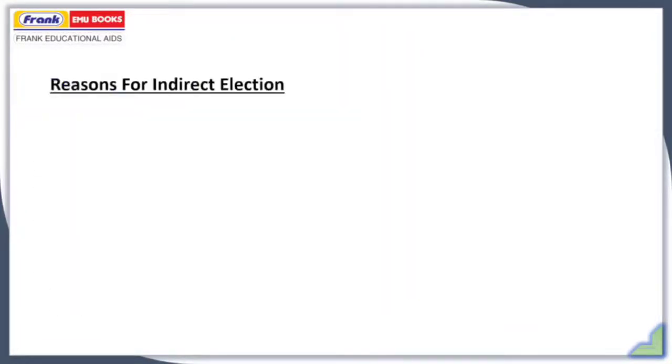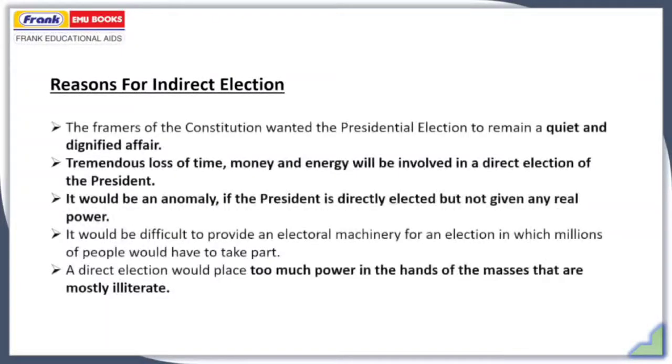Now, what are the reasons for indirect election? As we have seen, in the presidential election, the people of India do not vote directly. So what are the reasons for indirect elections? The framers of the constitution wanted the presidential election to remain a quiet and dignified affair. If a direct election were conducted, tremendous loss of time, money and energy would be involved. And it would be an anomaly if the president is directly elected but not given any real power.